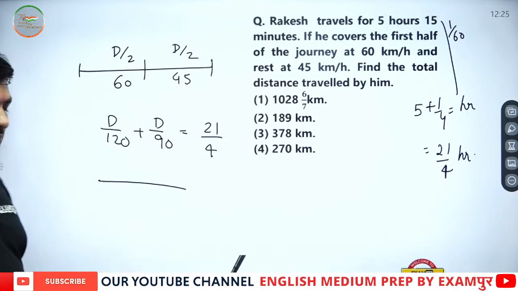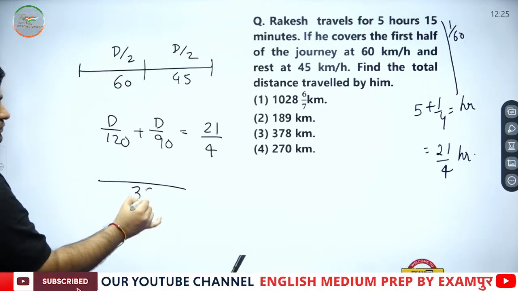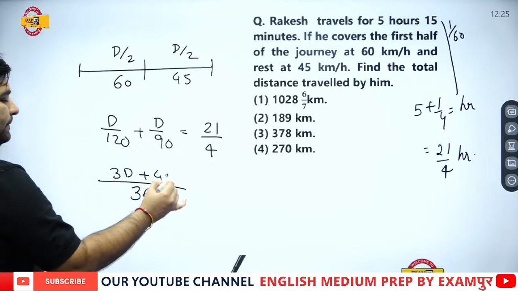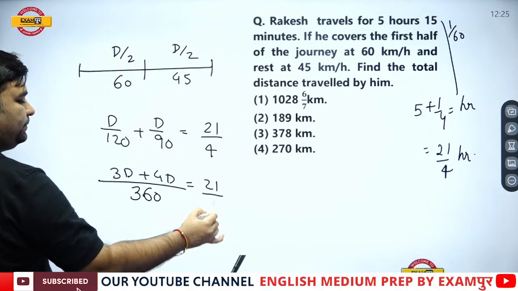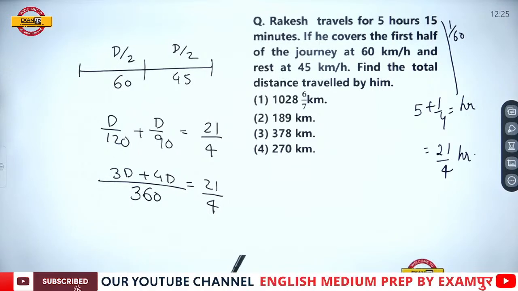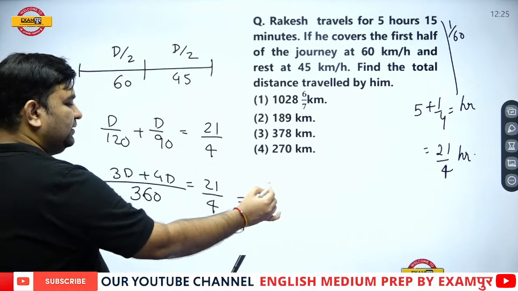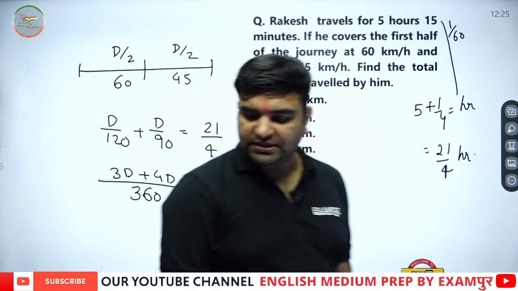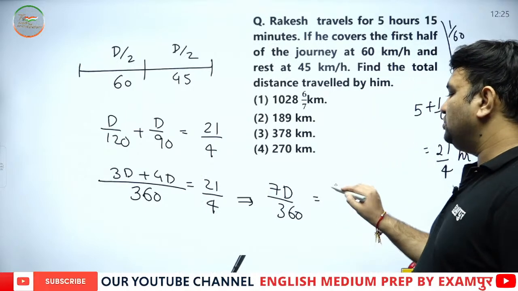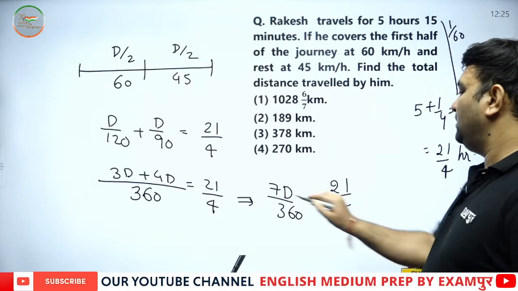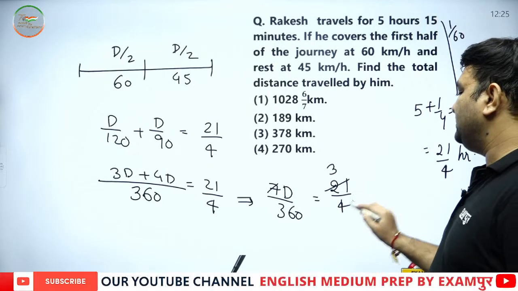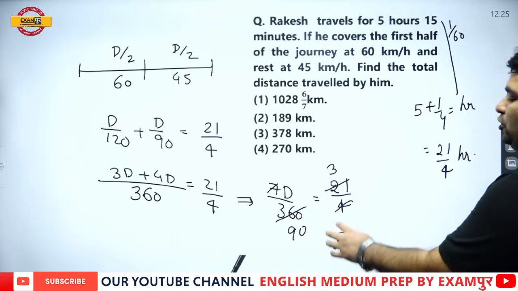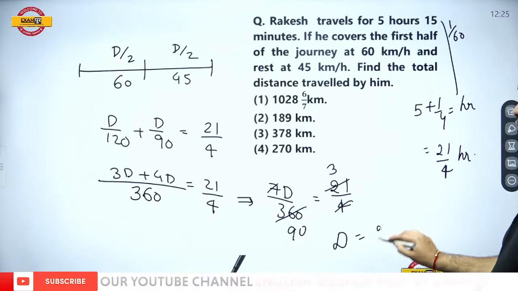Check the LCM. 360. It is coming 3D, it is coming 4D. When you solve it, it's 7D by 360, which is equal to 21 by 4. 7 threes are 21. This is 90. So D comes out to be 90 into 3, 270 kilometer.